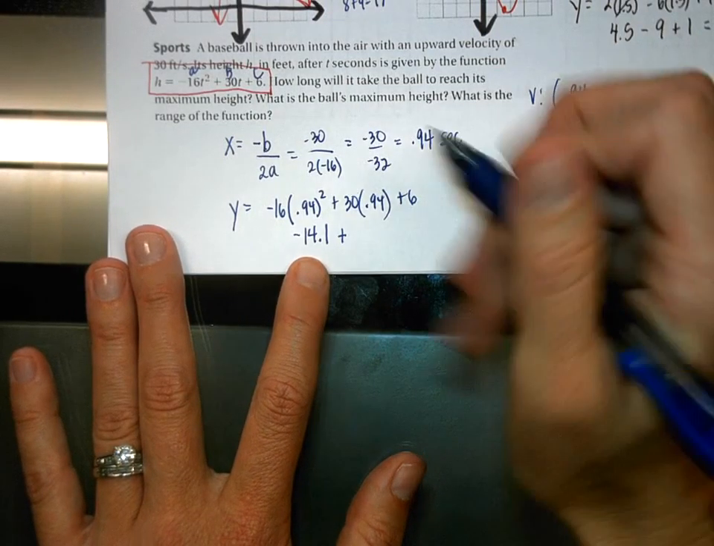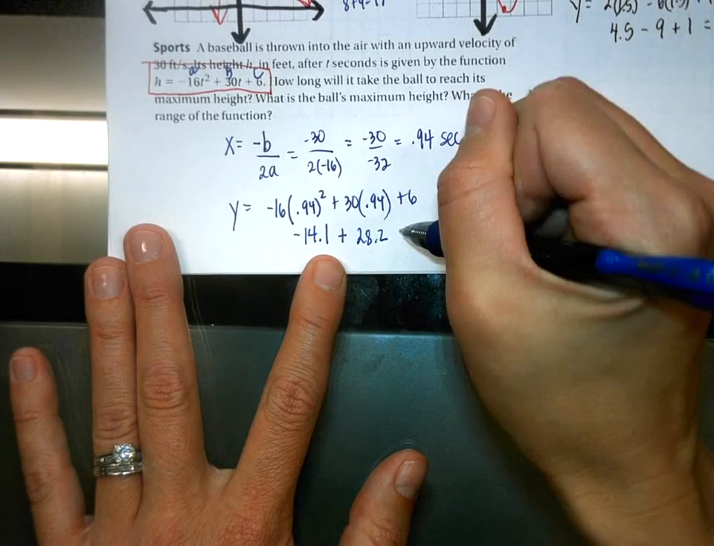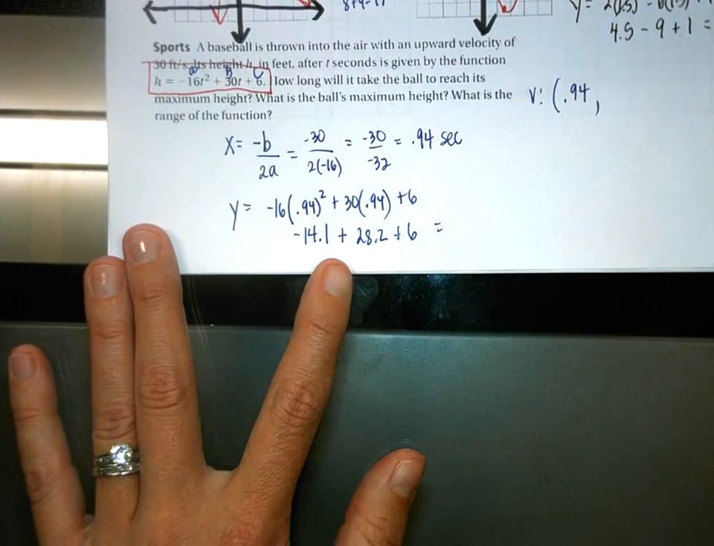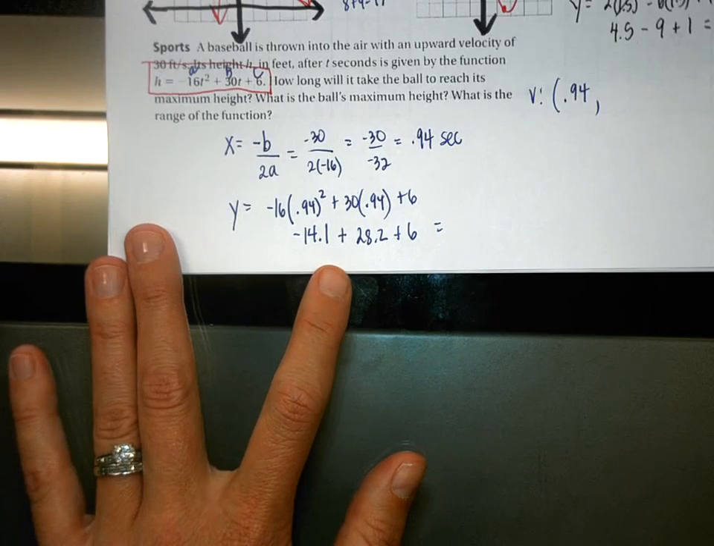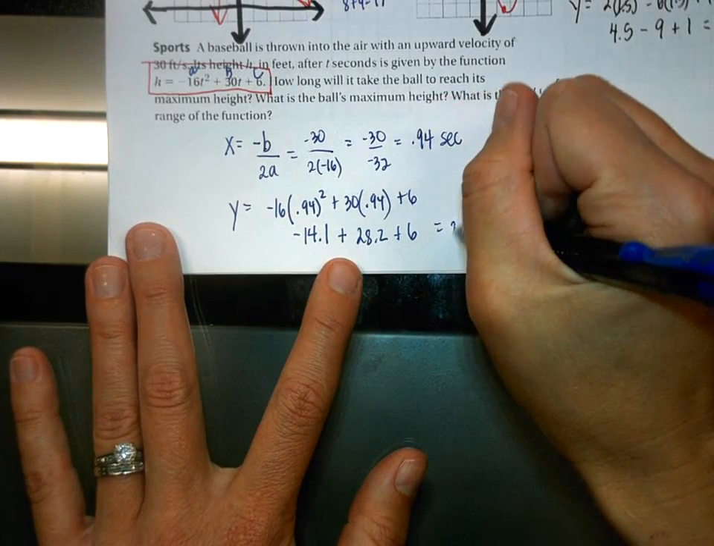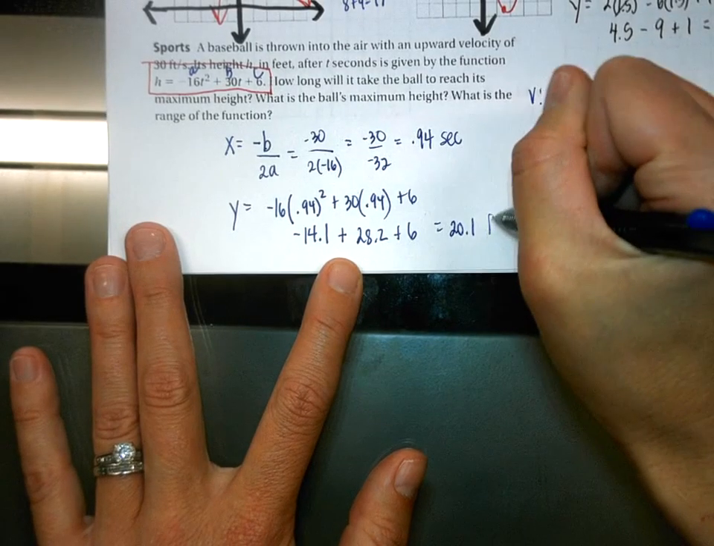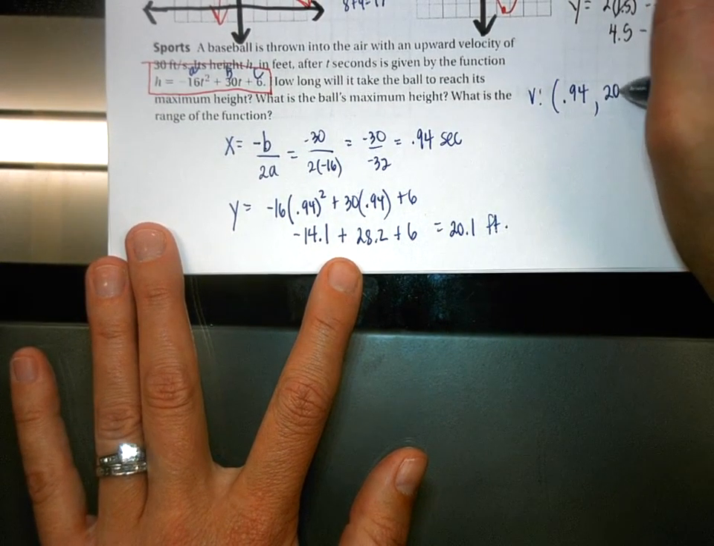I think I heard somebody say it. 28.2. And then plus 6. And so then again in your calculator, you can do negative 14.1 plus 28.2 plus 6, and that equals 20.1, and that's in terms of feet. So my vertex is 0.94 and 20.1.